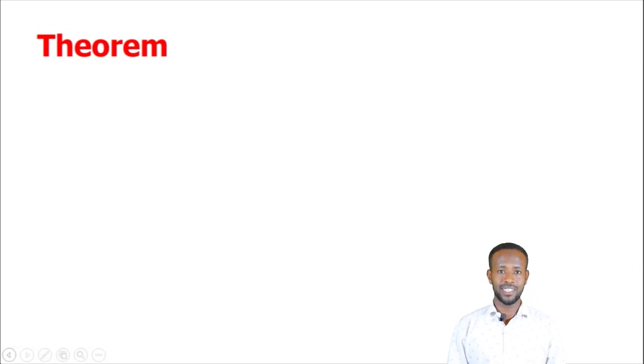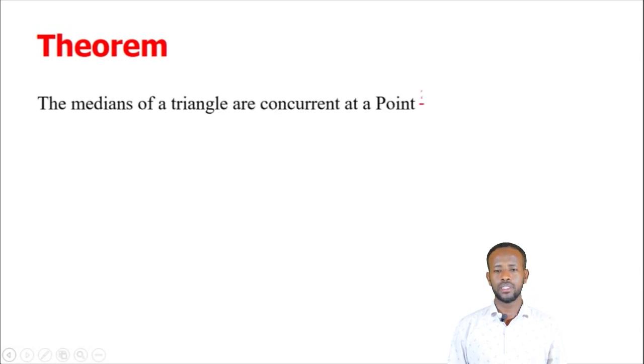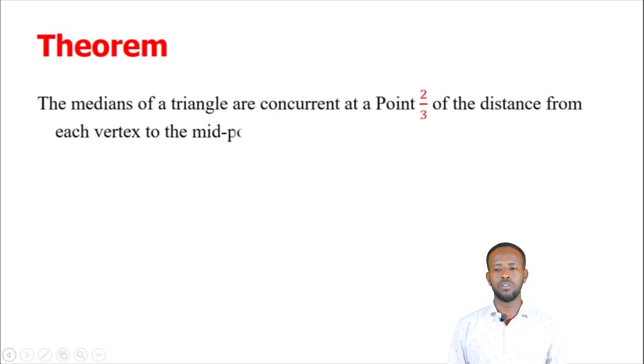The most important part of the lesson we have started. The medians of a triangle are concurrent at a point 2/3 of the distance from each vertex to the midpoint of the opposite side. This theorem says what?